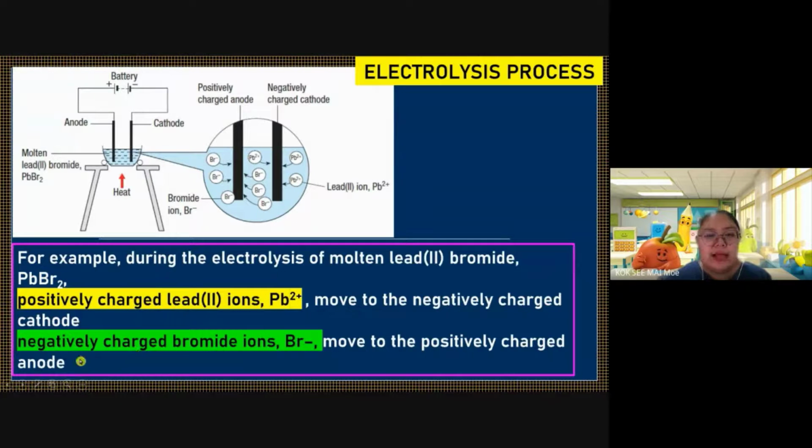How about the negative charge? The bromide must go to find the positive, so they go to the positively charged anode. So just a simple thing, important: you need to know how the ions move. Positive must go to find negative, and negative go to find positive. Which one is positive and which one is negative, the question will tell you. Normally they mention the positive first, then followed by the negative. Pb, Br. So Pb is normally positive first, then the other one should be the negative.